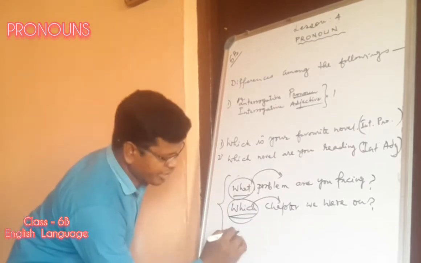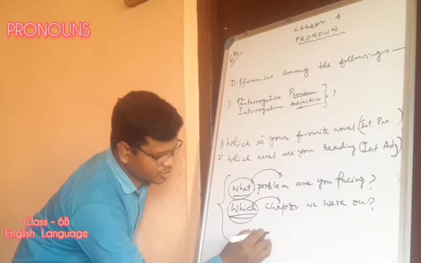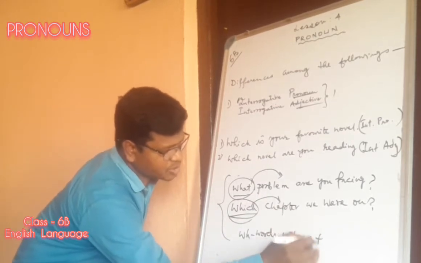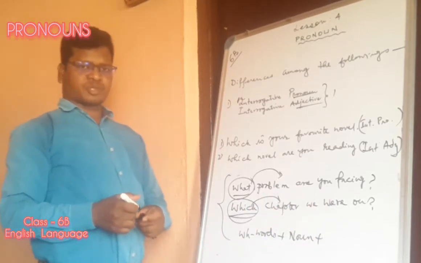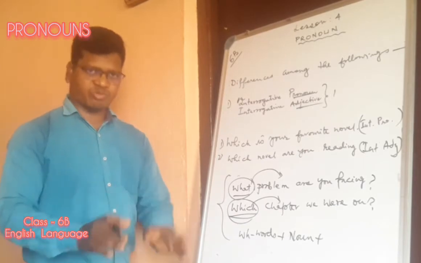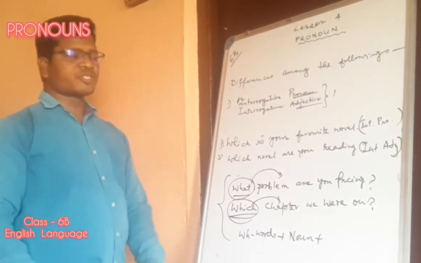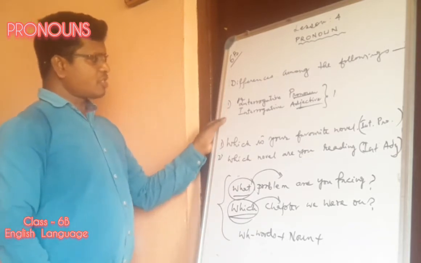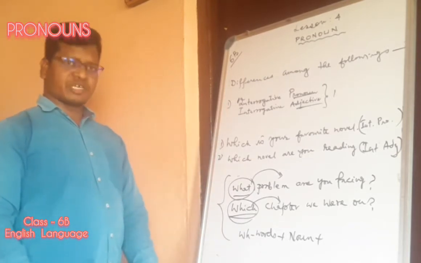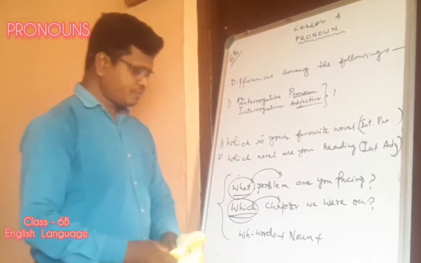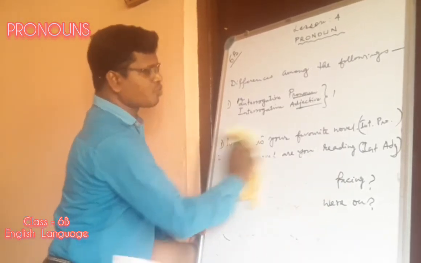So therefore we can write WH words plus noun plus the rest of the things as usual in the sentence. So please remember this structure in order to avoid making mistakes. I have just given you the first thing, interrogative pronoun and interrogative adjective. So how to identify? I hope it is clear to you all now. We'll just move on to the next one.